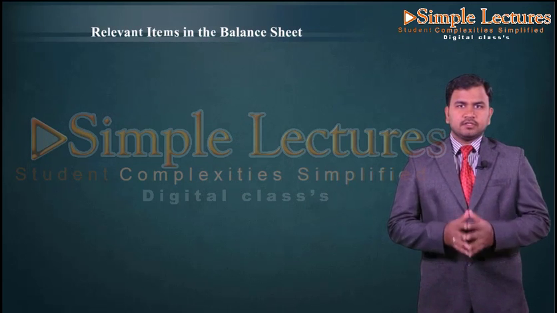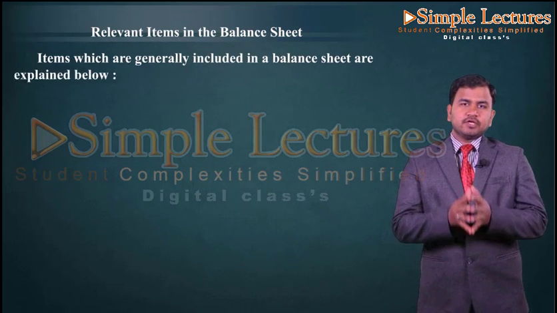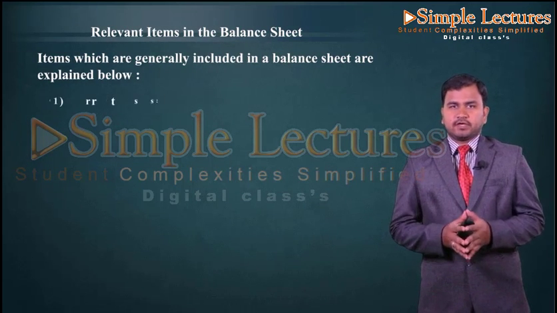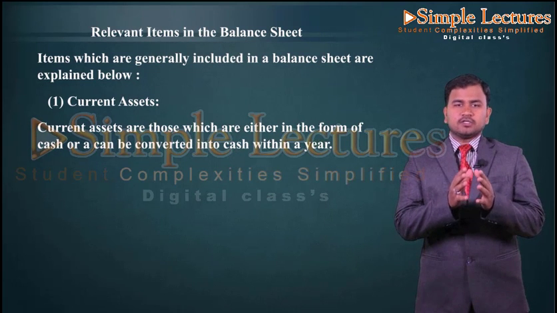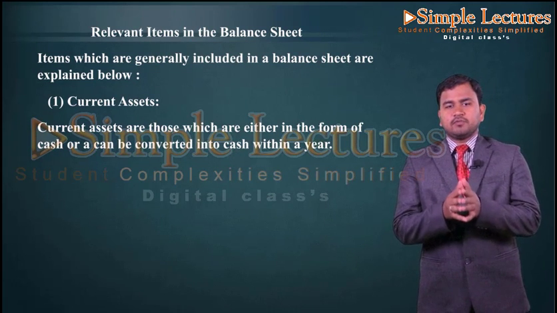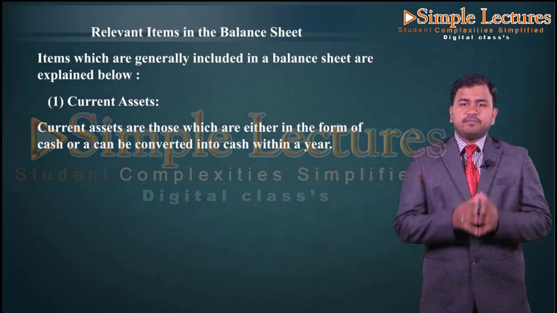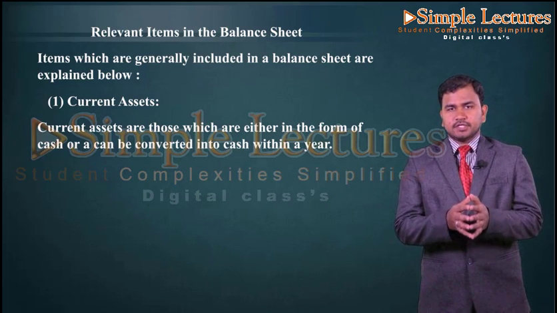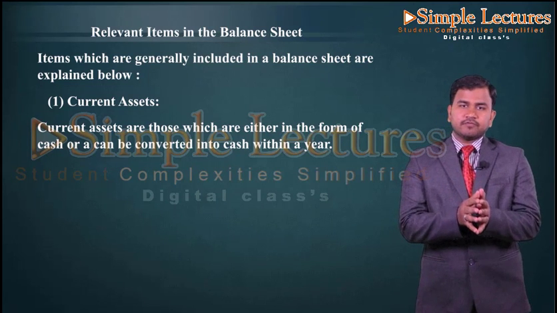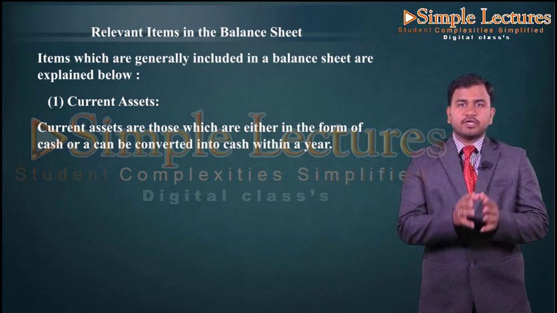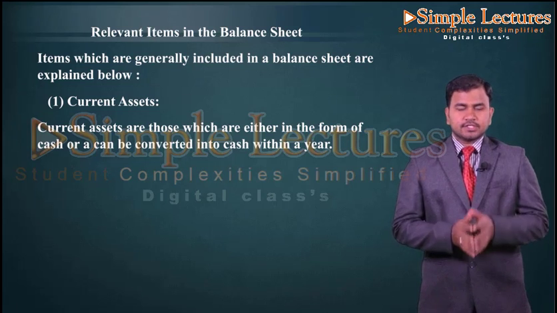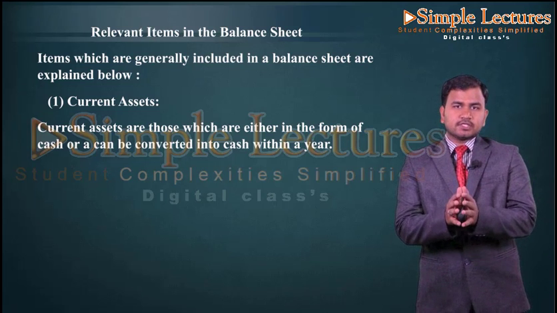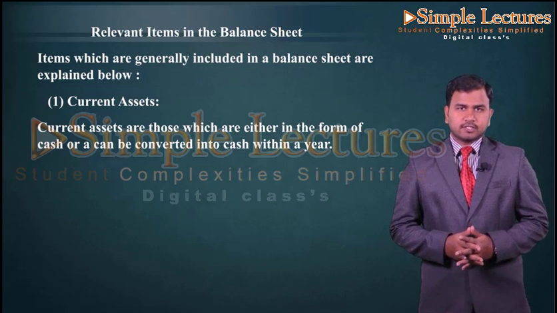Relevant items in the balance sheet. So when coming to the items in the balance sheet, first we have current assets. Current assets are those which are either in the form of cash or can be converted into cash within a year. So a current asset is nothing but an item which can be converted into cash or which has already been converted into cash. For such an asset, we call it a current asset.